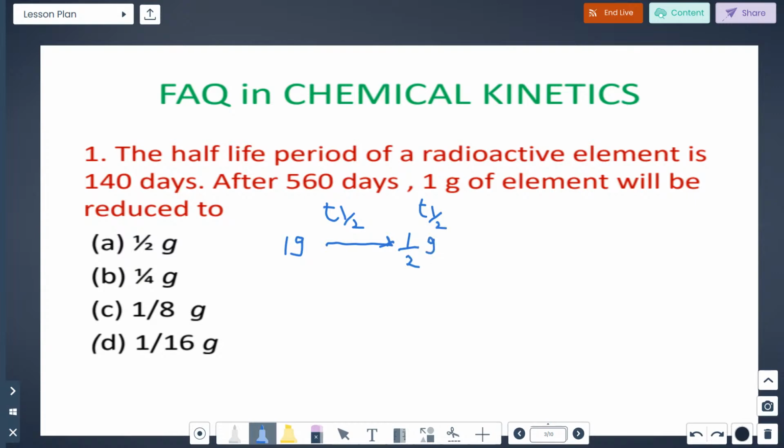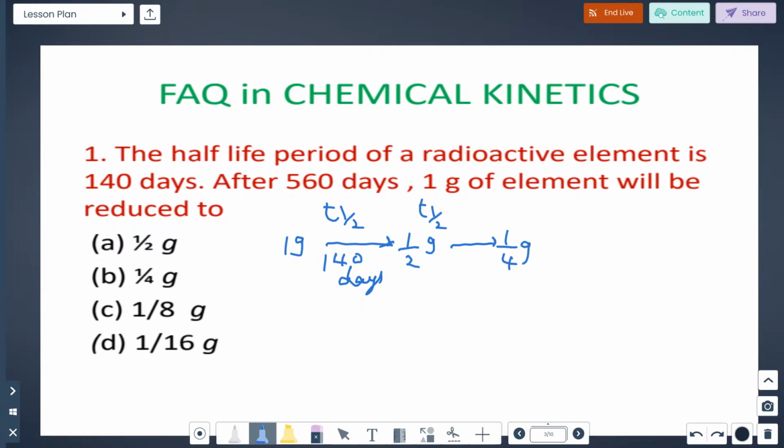In the sum, the half-life period is given as 140 days. Again, 1 gram becomes half gram, that is the half-life period, and the time duration given is 140 days. Again, the 1/2 gram becomes 1/4 gram.